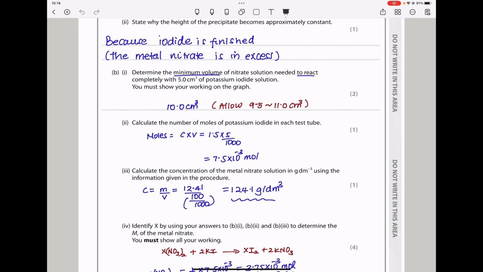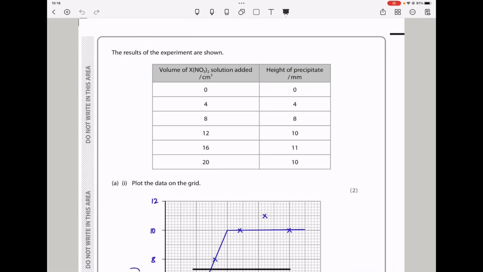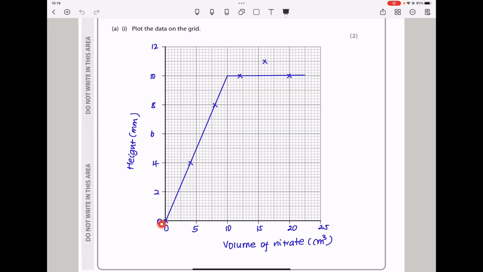In part B, determine the minimum volume of nitrate solution needed to react completely with 5 centimeters cubed of potassium iodide solution. You must show your working clearly. So to go back to the graph, I drew a line of best fit through this point and a line of best fit through the other points because, of course, this is an anomalous point.